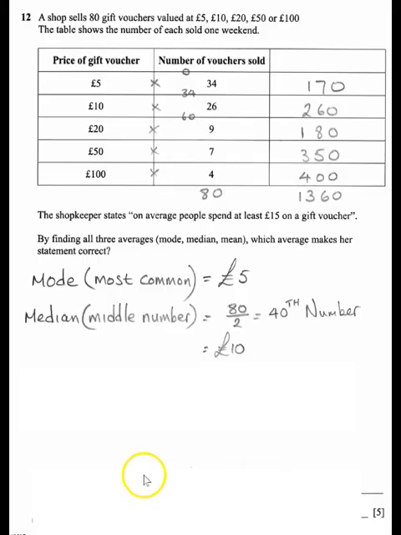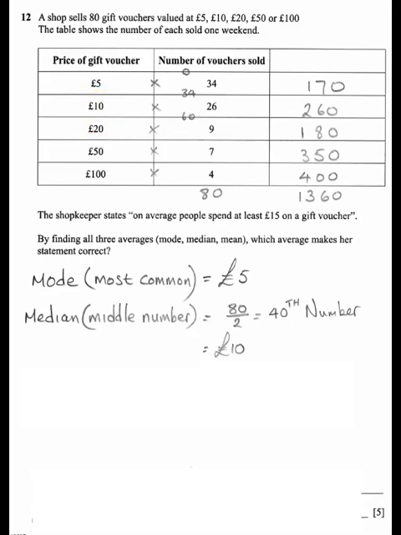Then we look at median, the middle number. For this one, you can do 80 plus 1 divided by 2, but in this way you could get away with just doing half of 80 to find out where the middle number is. And the middle number is around the 40th number. So what you're doing is you start from the top and work your way down from the frequency. Start at 0, 0 plus 34, 34 plus 26, and then you can see the 34th number to the 60th number is in the second row here. So you know the 40th number is contained within that. So £10 would be the median for this.